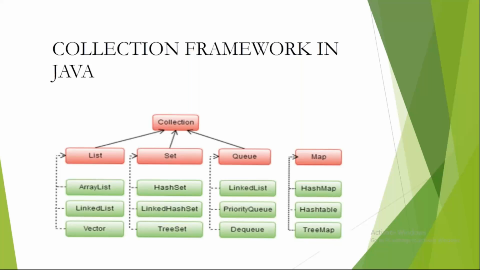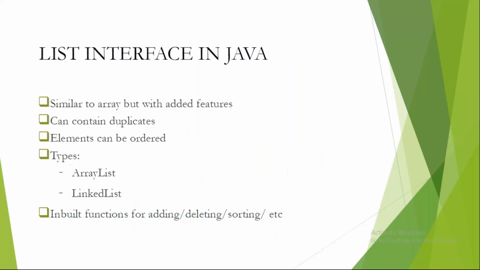The most popular ones in list are array list and linked list. For sets, we have hash set and tree set. For queue, there is linked list and deque. For map, it is hash map and tree map. We'll see all of these bit by bit, but we'll concentrate on the major ones.